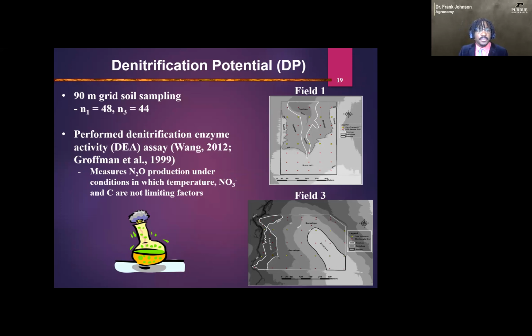And on these 90-meter grid samples, I performed the nitrification enzyme activity assay, which measures the nitrification potential or nitrous oxide production under conditions in which temperature, nitrate, and carbon are not limiting factors. In this case, our carbon source is glucose, our nitrogen source was potassium nitrate, and I also added chloramphenicol, which is an antibiotic, and that was added to halt microbial reproduction. Initial soil characteristics were also obtained from these samples. The samples were sent to the soil and plant testing lab on the University of Missouri's campus.